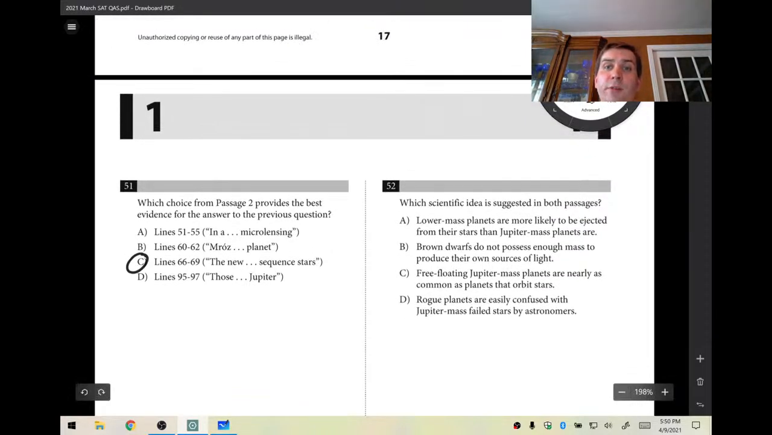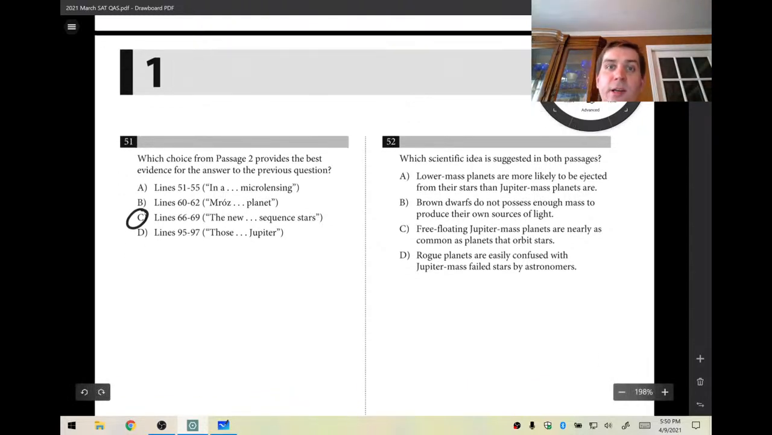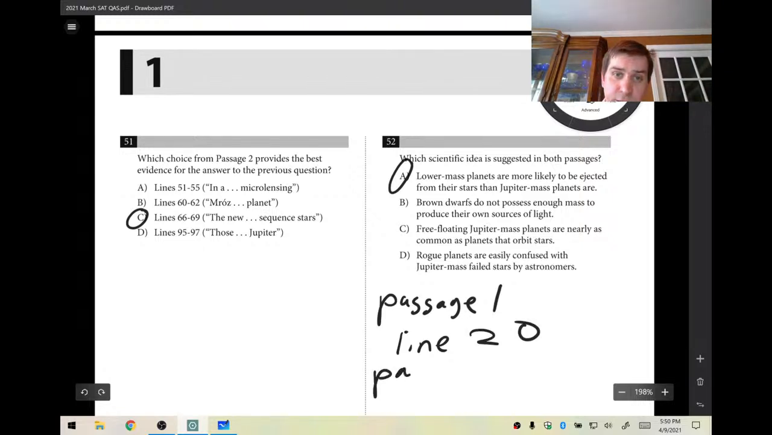Finally, which scientific idea is suggested in both passages? Both passages mention A, lower mass planets are more likely to be ejected from their stars than Jupiter mass planets are. And you know what? Passage 1 does this around line 20. And in passage 2, this occurs right around line 94.